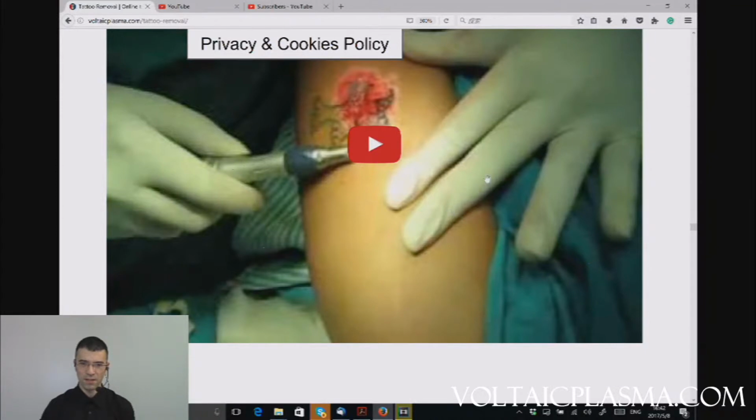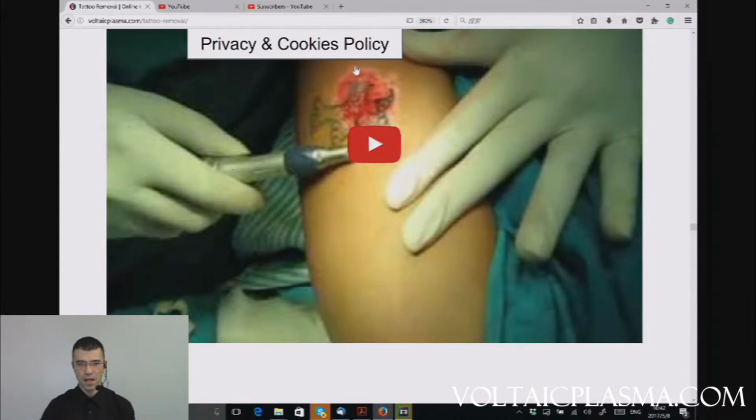This is another video showing you the mechanical scrubbing of a tattoo. It's quite a bloody video, and people don't like blood. This is one of the reasons why this is not a technique that is widely used.